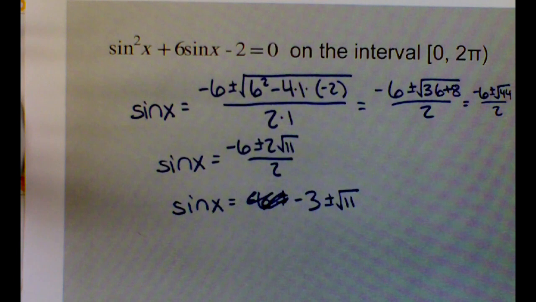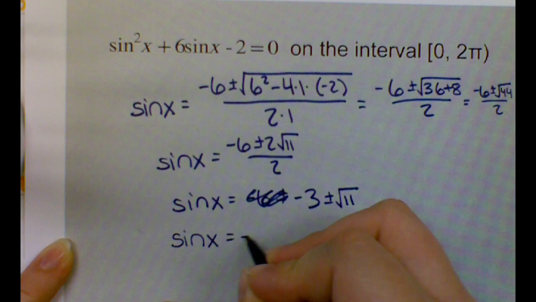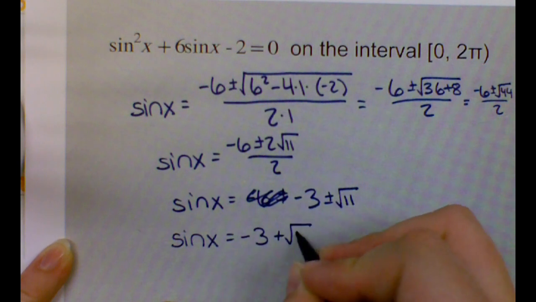Now both of these answers may not work. If I type in negative 3 plus the square root of 11, I get 0.31 blah blah blah. If I type negative 3 minus the square root of 11, I get negative 6 point something. Negative 3 minus the square root of 11 does not work. So I really just have sine of x equals negative 3 plus the square root of 11.